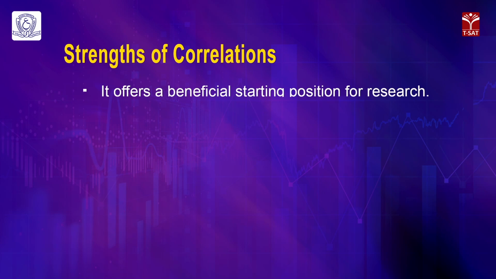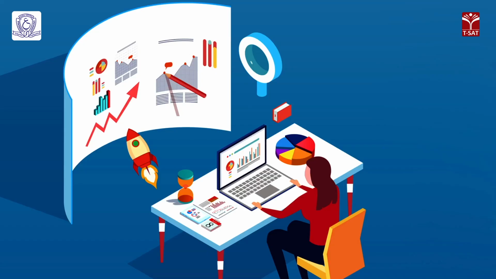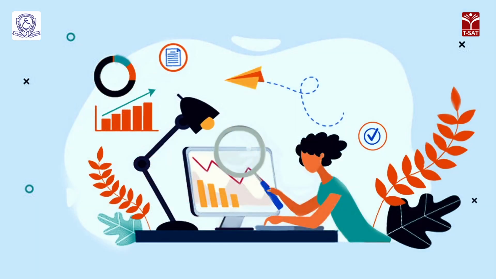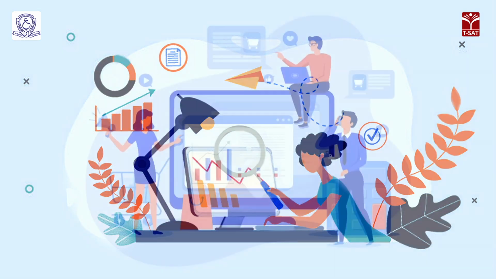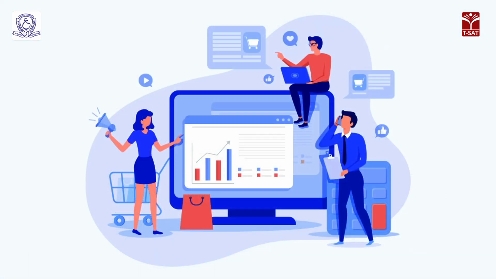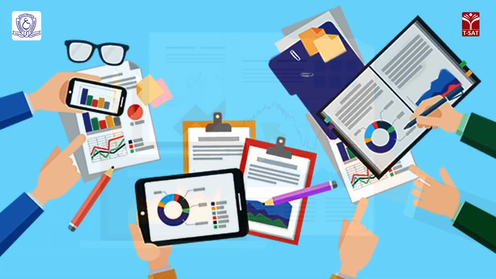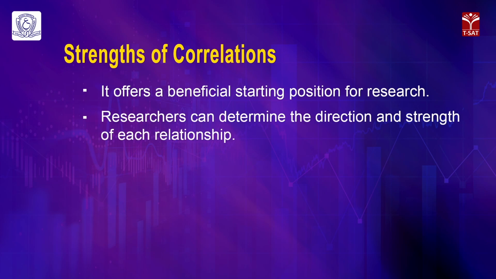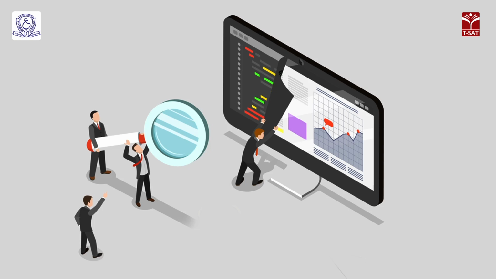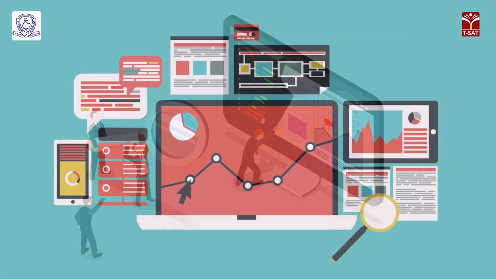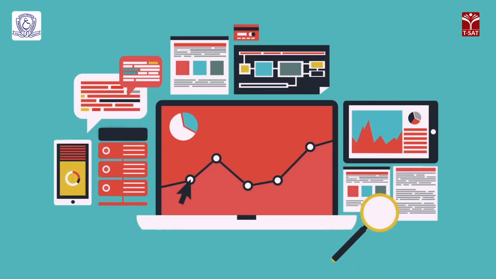It offers a beneficial starting position for research. When a correlational research study begins to look at specific relationships or phenomena to see if connections are present, then the variables provide an excellent starting position to begin the review. Each variable creates a unique data set that can work in several different ways with known and unknown relationships. Researchers can determine the direction and strength of each relationship. This advantage makes it possible to narrow the findings in future studies as needed to determine causation experimentally as required.